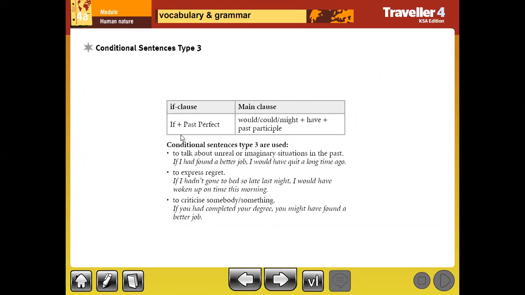And we said the if clause consists of if plus past perfect, had plus past participle of the verb, and the main clause will consist of would or could or might plus have plus past participle of the verb. So if I had found, here we have in the if clause, had found. After if, we use past perfect, had plus past participle of the verb, had found. And in the main clause, would plus have plus past participle of the verb, would have found, okay?